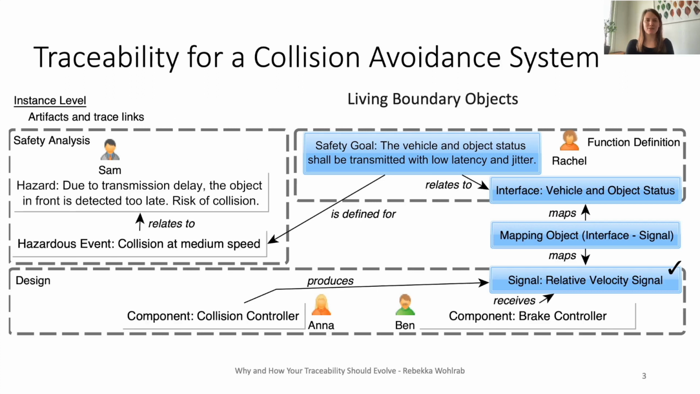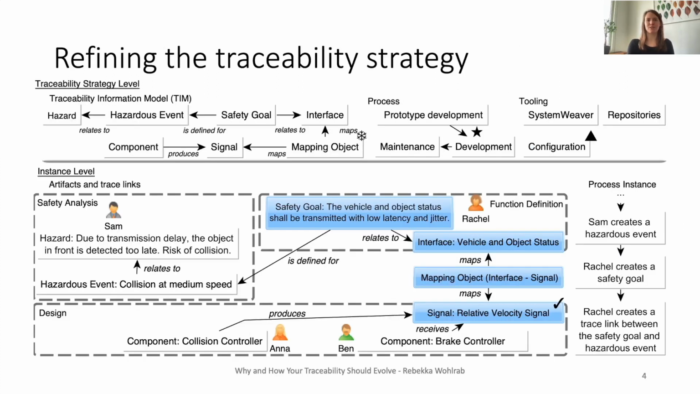Besides this instance level, we are also concerned with the traceability strategy level. That's one abstraction level higher up, where we're reasoning about artifact types and trace link types in a traceability information model. We're also reasoning about processes with different stages like prototype development and maintenance. And of course, tooling concerns and configurations are also of central importance and something that might change over time.